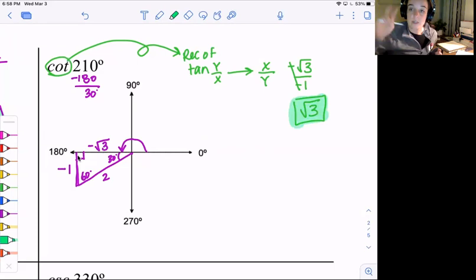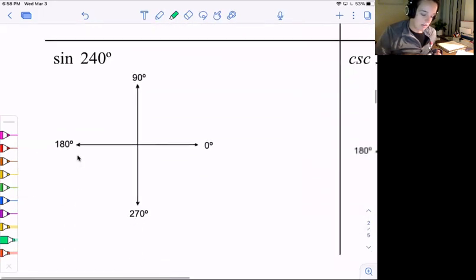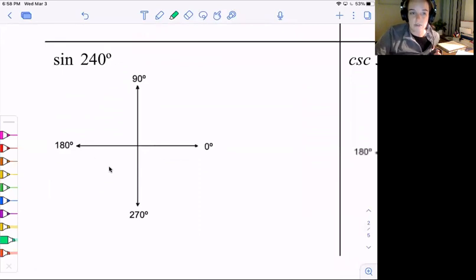All right. We're going to do 2 more. If you have a chance, you should pause the video, check it out. We're going to do sine 240 to start. Sine 240, start by drawing a triangle and labeling your side. Come back in just a second.